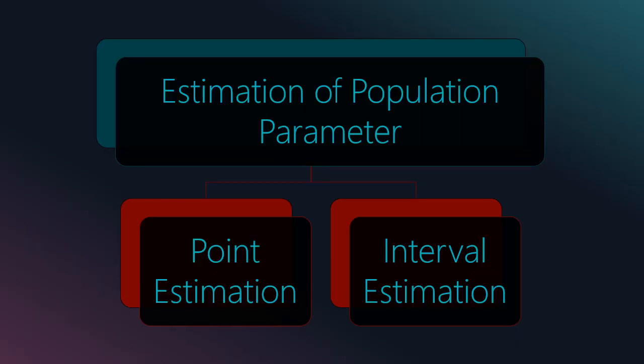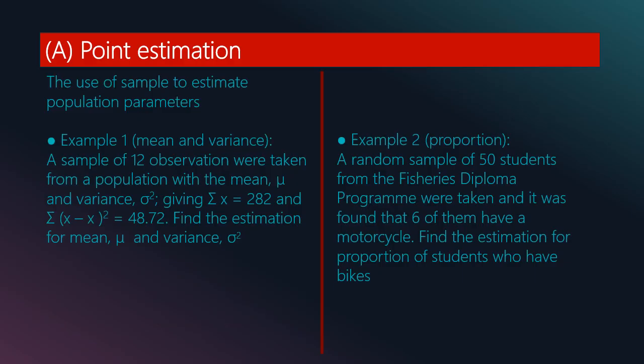So there are two types of estimations, point estimation and interval estimation. Point estimation is to use samples to estimate population parameters, for example, when we estimate mean and variance.